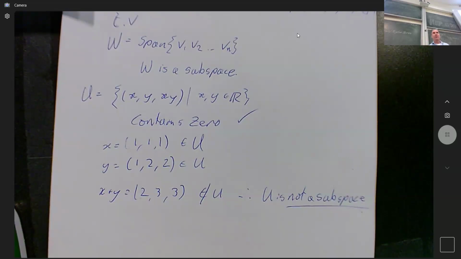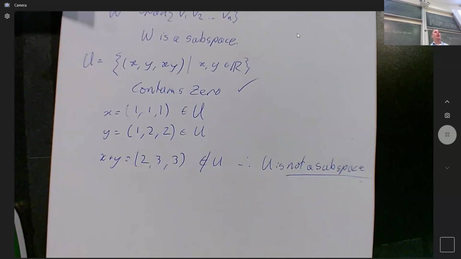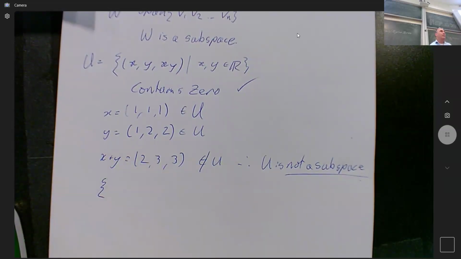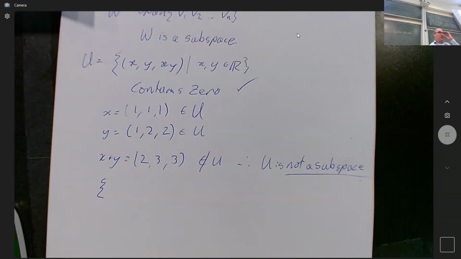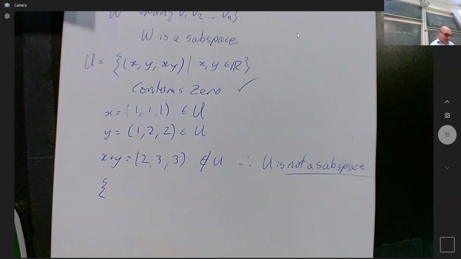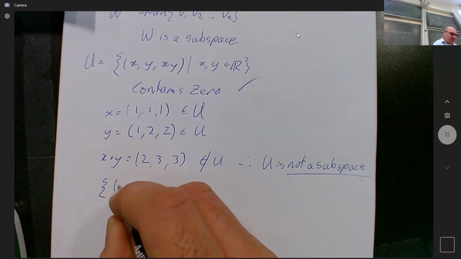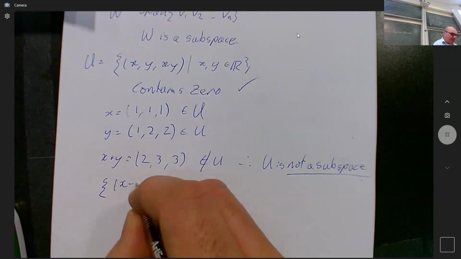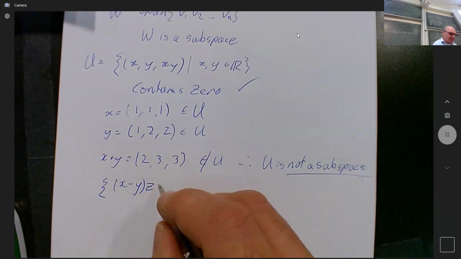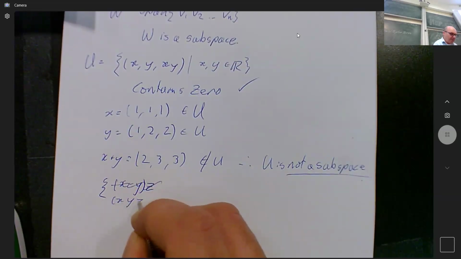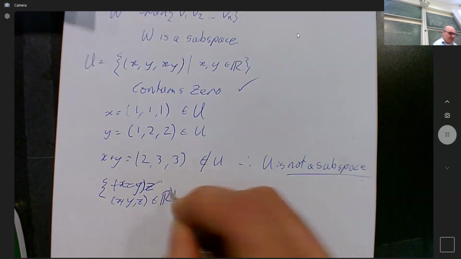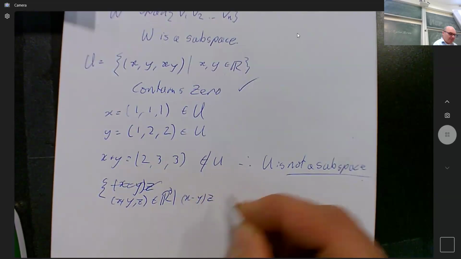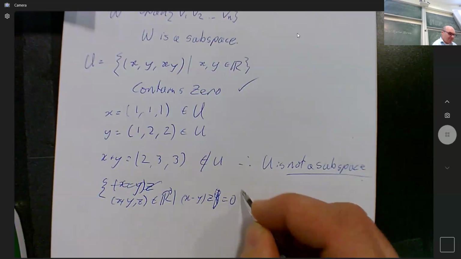Now, the other one I want to talk about that's really common in the Mobius, let's see, what was it? How do they write it? I'm trying to think how they actually write it. Oh, that's right. It's x minus y times z. We should try that again. The set of x, y, z in R3 such that x minus y times z is equal to 0.